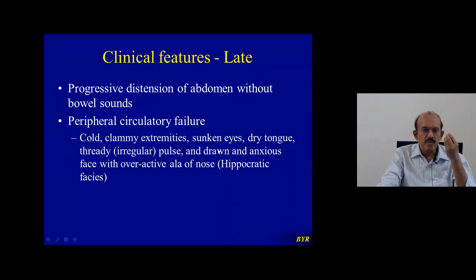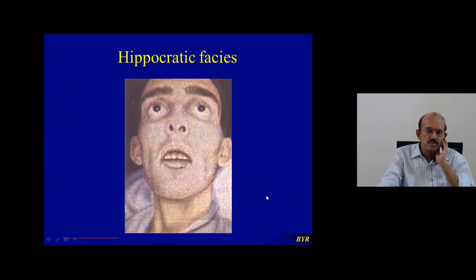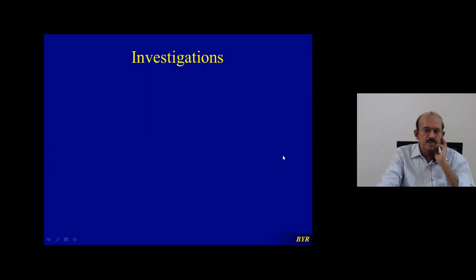Tongue is dry. Pulse is thready. That is, of course, because of hypovolemia. Drawn and anxious face with overactive alae nasi. This indicates the hyperpnea. This is called the Hippocratic facies. The patient finally lapses into unconsciousness. So this is the anxious look with sunken eyes, dry tongue, dried lips, pale, anxious look.